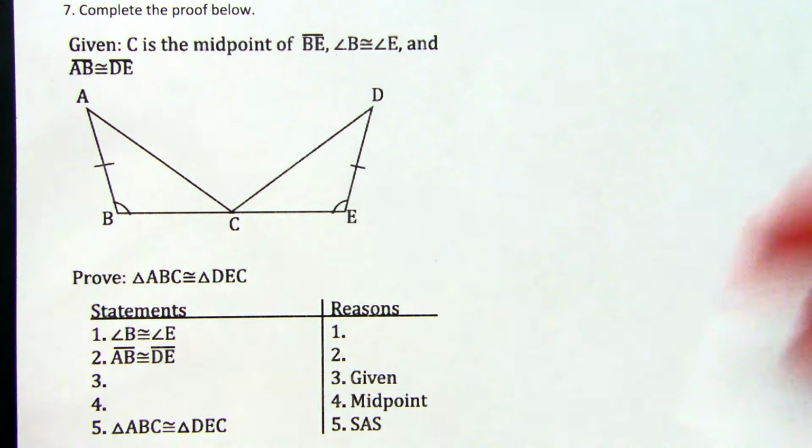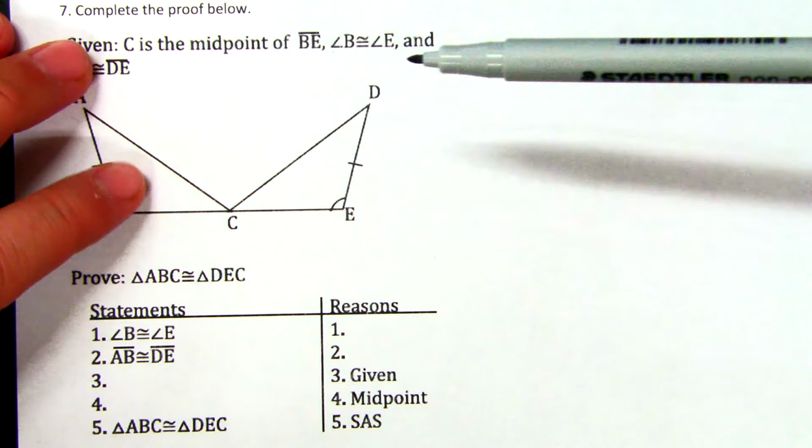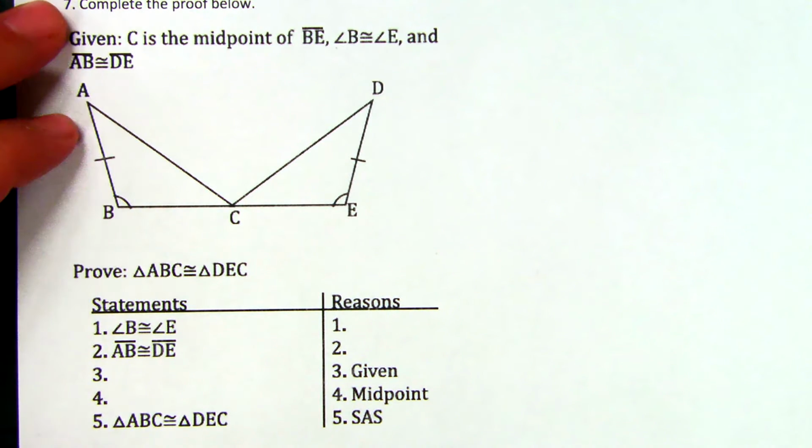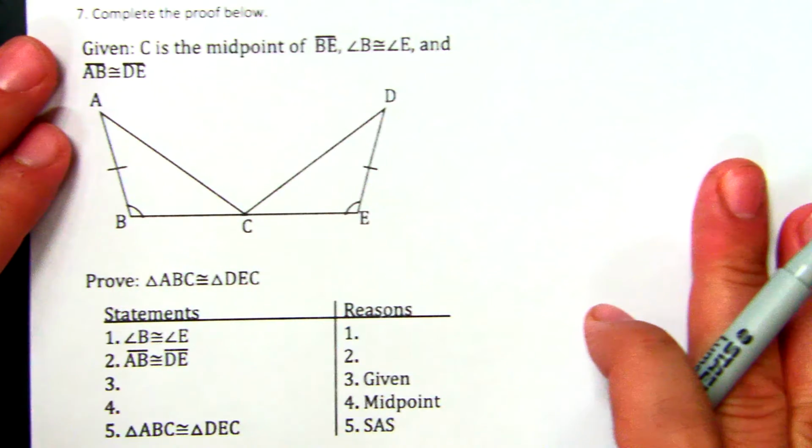Alright, this is going to be the third part of the Similarity and Congruence Review Day 2 video. So this is going to cover the last page, problems 7 and 8. So these are the two proofs.